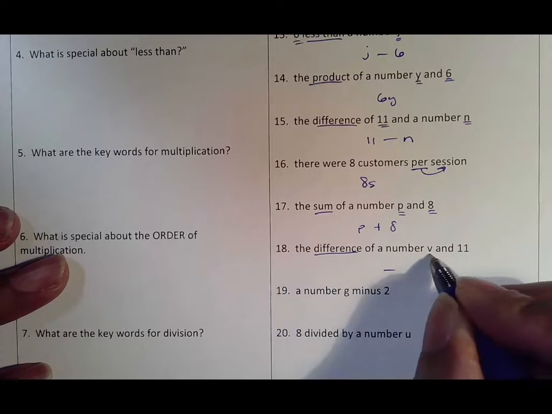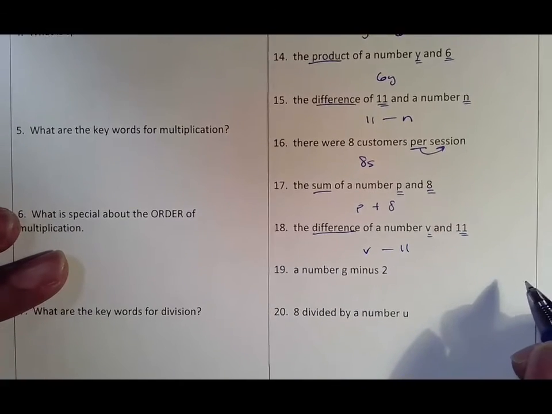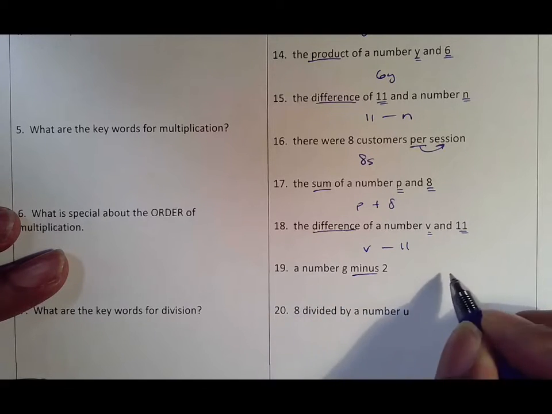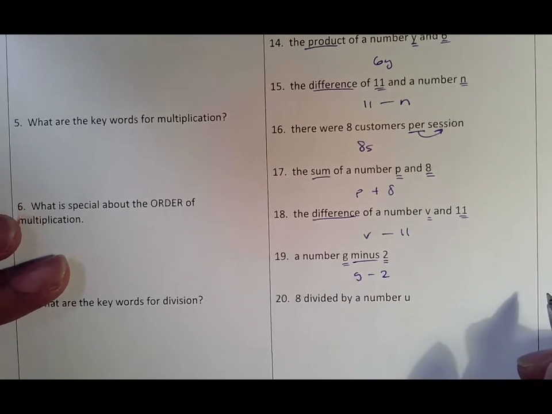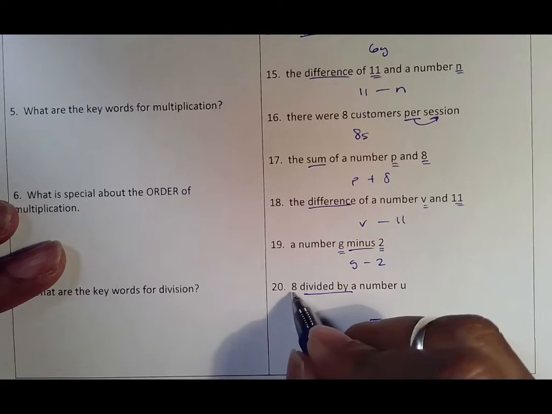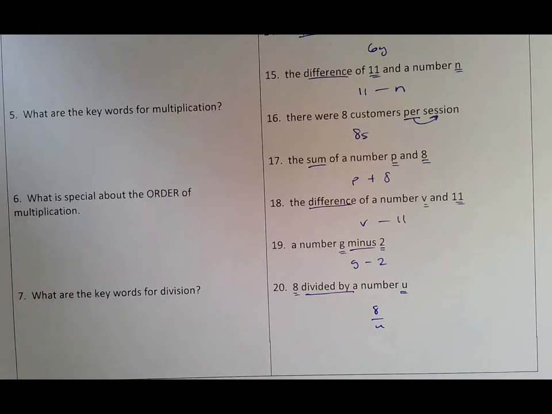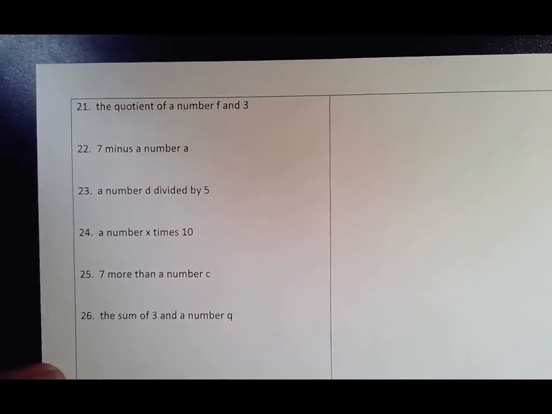Difference means subtract. V, 11. V is first, 11 is second, and there we go. A number G minus 2. So G first, minus 2 second. That's all. Divided by means we're going to write it like a fraction. 8 is first. U is second. That's it. Respect the order. Everything else will take care of itself. I promise. And as long as you get that down, you'll be in good shape.